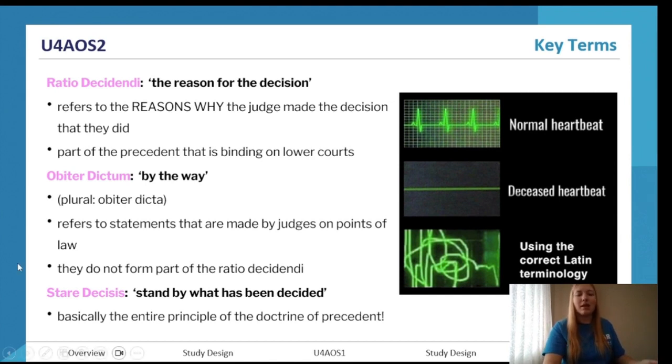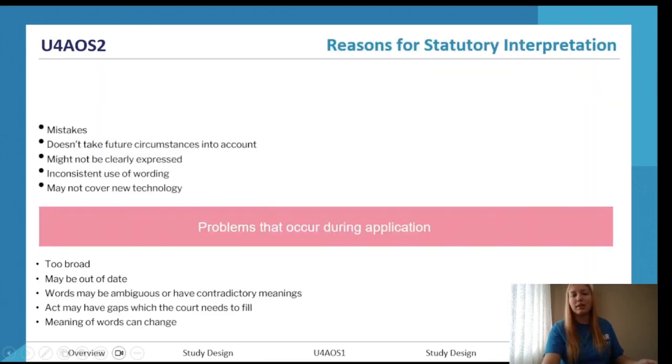And then we have stare decisis, which means stand by what has been decided, which is literally the doctrine of precedent, the process that I explained to you, where we have to follow similar decisions for similar cases to ensure consistency. So this might seem like a lot, but hopefully you find it relatively easy or interesting to talk about this.